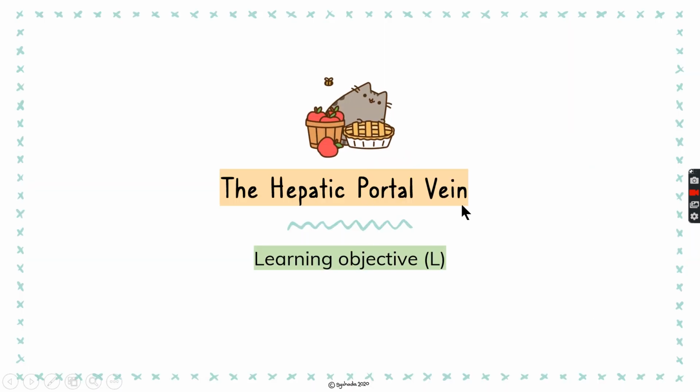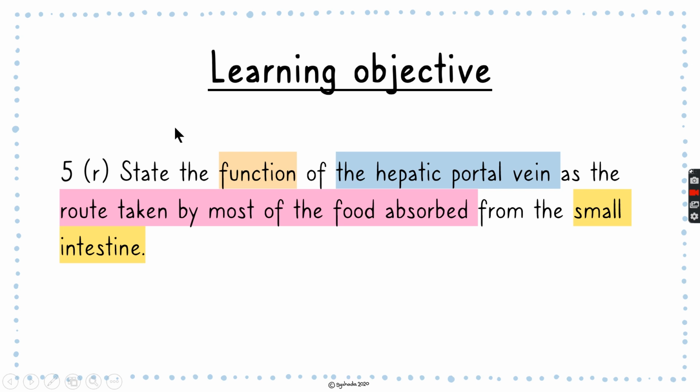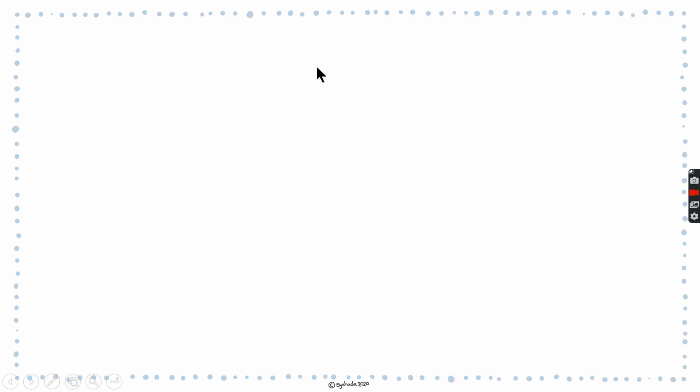So the hepatic portal vein. The learning objective 5R states that you need to state the function of the hepatic portal vein as the route taken by most of the food absorbed from the small intestine. So what the hepatic portal vein does is that it transports most of the food that is absorbed in the small intestine and transports it to the liver. So let's give you guys an overview of basically everything.